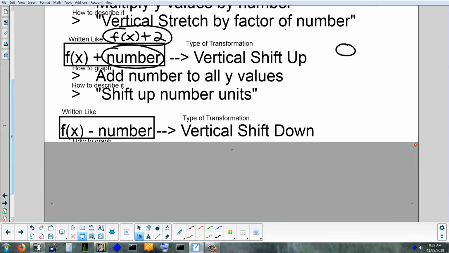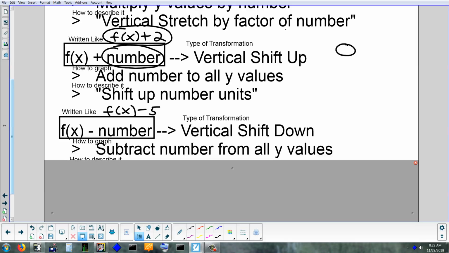Okay, this one, very similar to the last one. In fact, you could even almost put them together, but we wrote them separate. F of x minus a number. Well, plus a number shifts up, minus a number would shift down. So it would look something like f of x minus 5. That would take whatever you had before, which is f of x, and it would move it down 5. Wouldn't stretch it, wouldn't mirror image it, it would just take it and move it down 5.